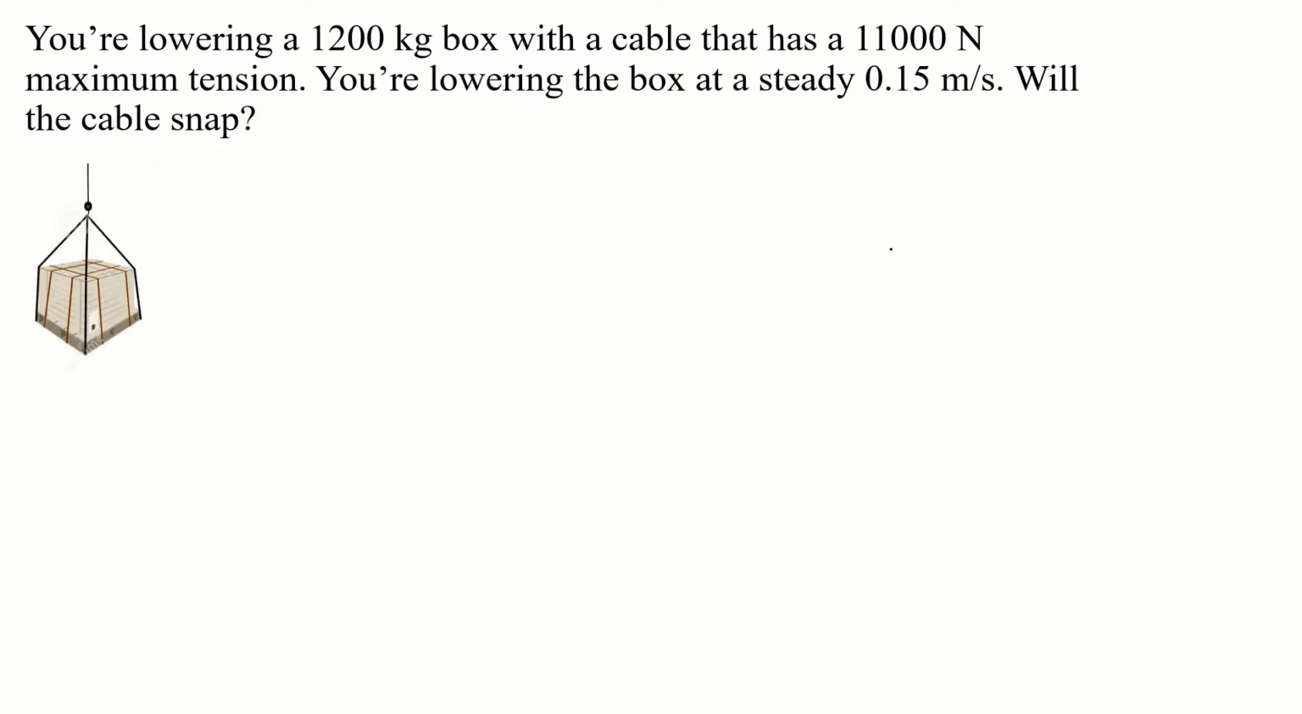All right, so let's look at an example. Let's say we have some crate, some box, some object we're trying to lower. It weighs 1,200 kilograms, and we're using a cable that we've bought that has some maximum tension of 11,000 newtons. So this cable is spec'd at, keep it under 11,000 newtons. This cable's strong enough, it won't break. Above that, there's a chance it might break. You can't sue us, we've given you your warning. And what you're doing is lowering this box downwards at a constant speed of 0.15 meters per second.